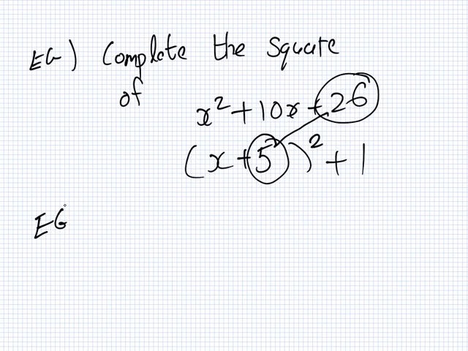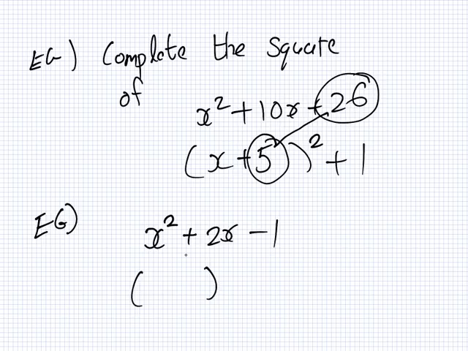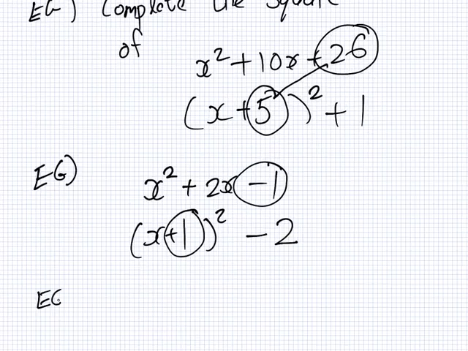Everybody try this one now, if you write it down. I want you to complete the square, let's try that one. Try this one first. Okay, so the answer is x plus 1 squared. And then it's minus 1 minus 1. Plus 1. That's minus 2. Minus 2 then, yeah.